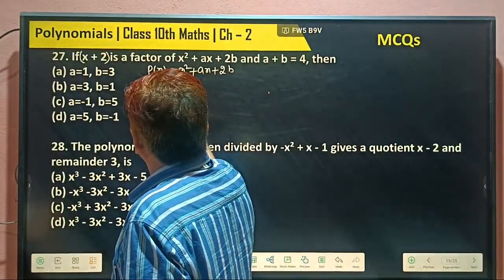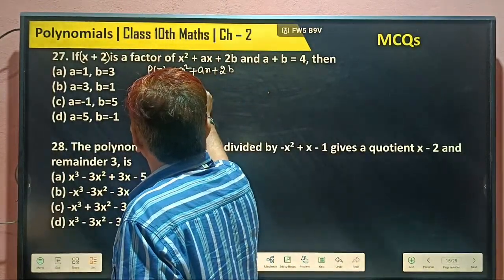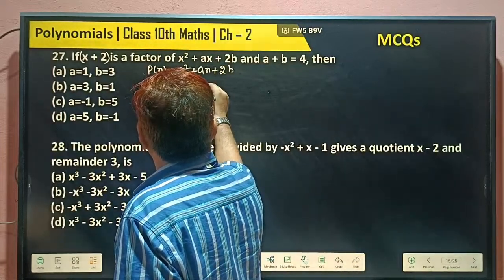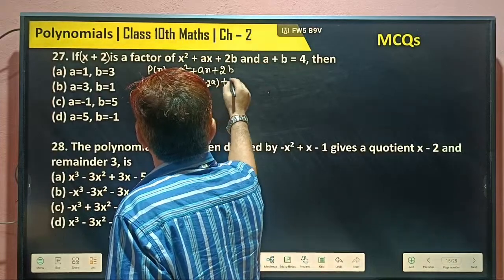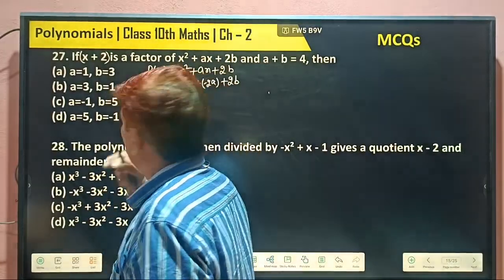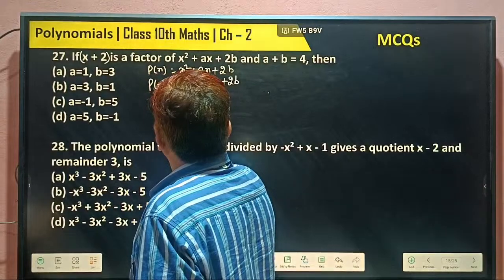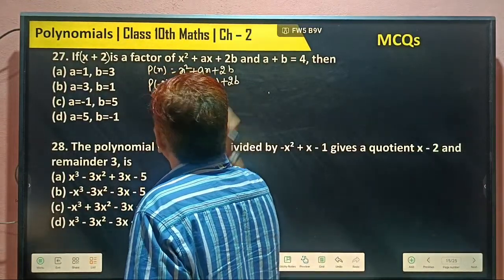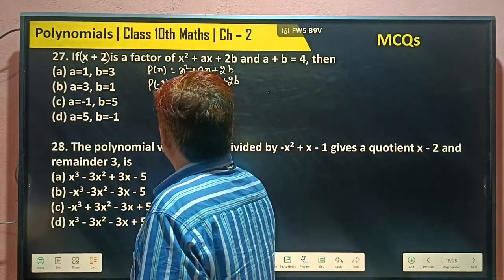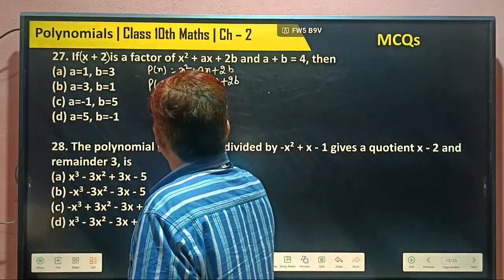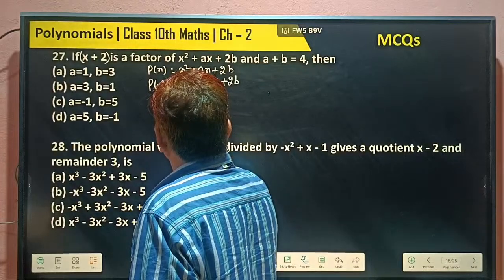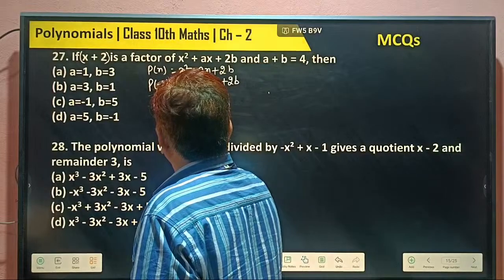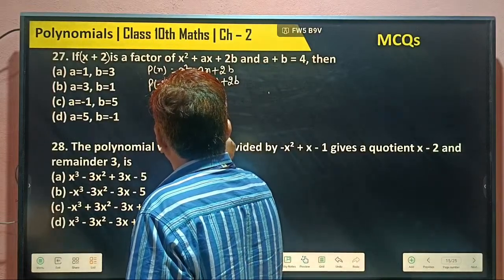So minus 2 we can put here. So minus 2 square plus minus 2a plus 2b. I have taken only b. So what has it become? 4 minus 2a plus 2b. So what can we say? 2a minus 2b is equal to 4. 2 take common. a minus b equal to 4. So a minus b equal to 2.